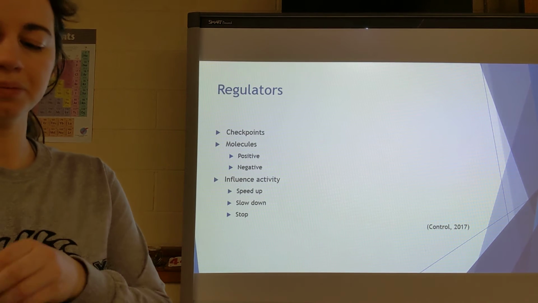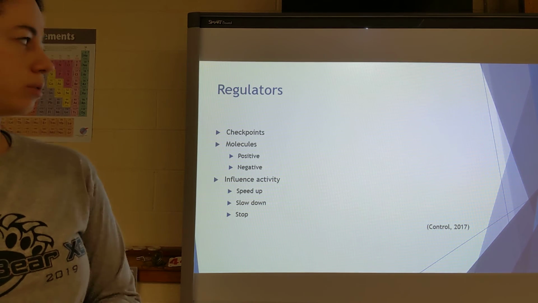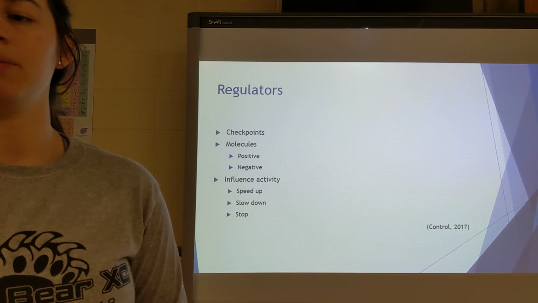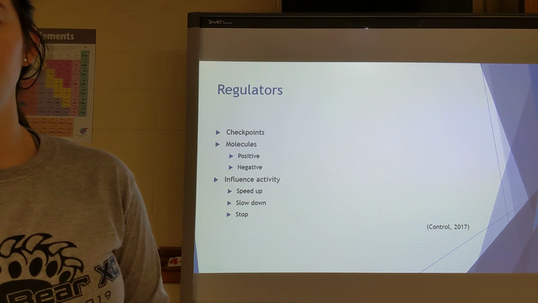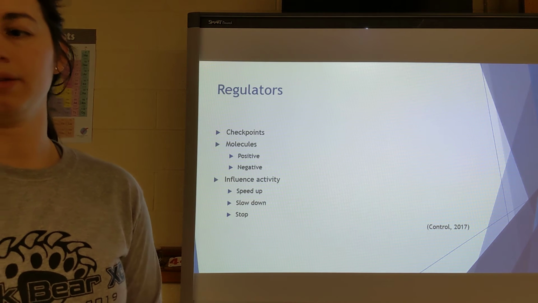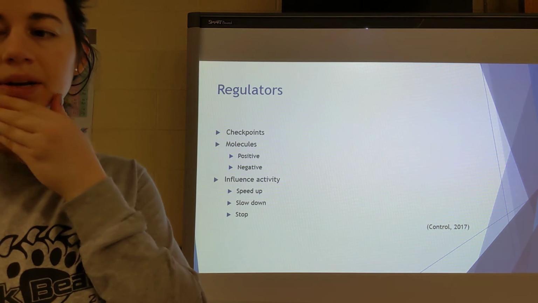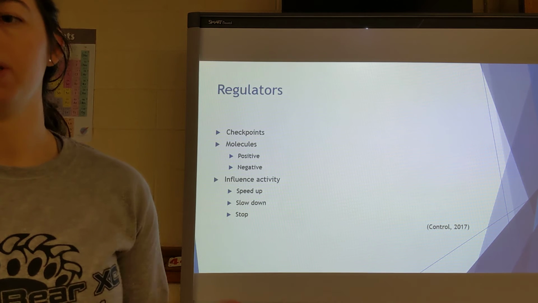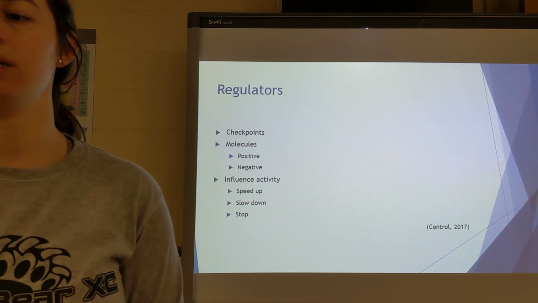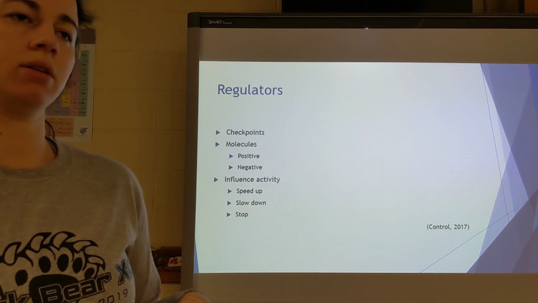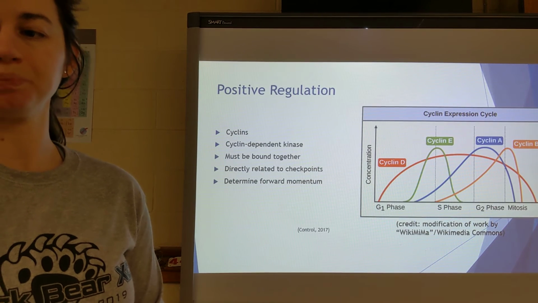Regulators inside of the cell. So this would include those checkpoints that we just went over, and it would include the positive and negative regulators inside of the cell. The positive regulators speed up or simply help continue the process, whereas the negative regulators can slow down or even stop the process if enough of them are damaged.